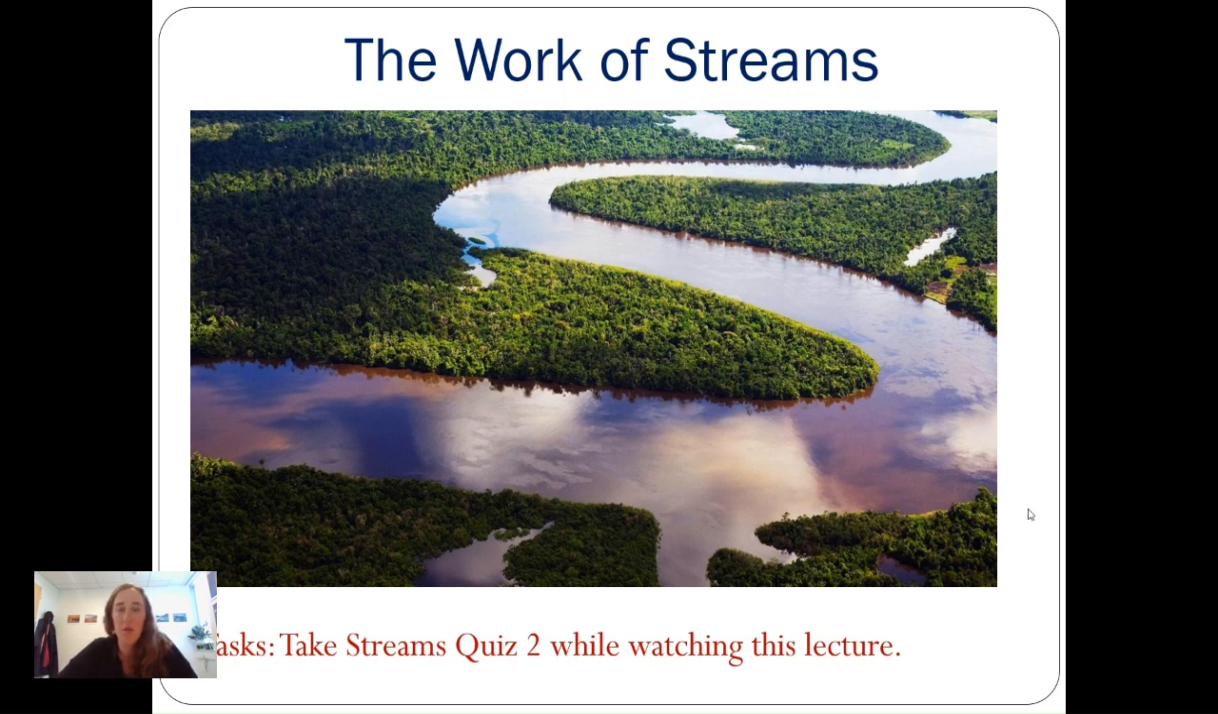Our second lecture for the streams section, the rivers and streams section, is talking about the work of streams. So we're going to talk about how streams kind of carve out landscapes. We discussed a drainage network the last time. We'll just talk about how drainage networks can be carved and specifically focus on meandering streams, which is what the picture is on this slide here.